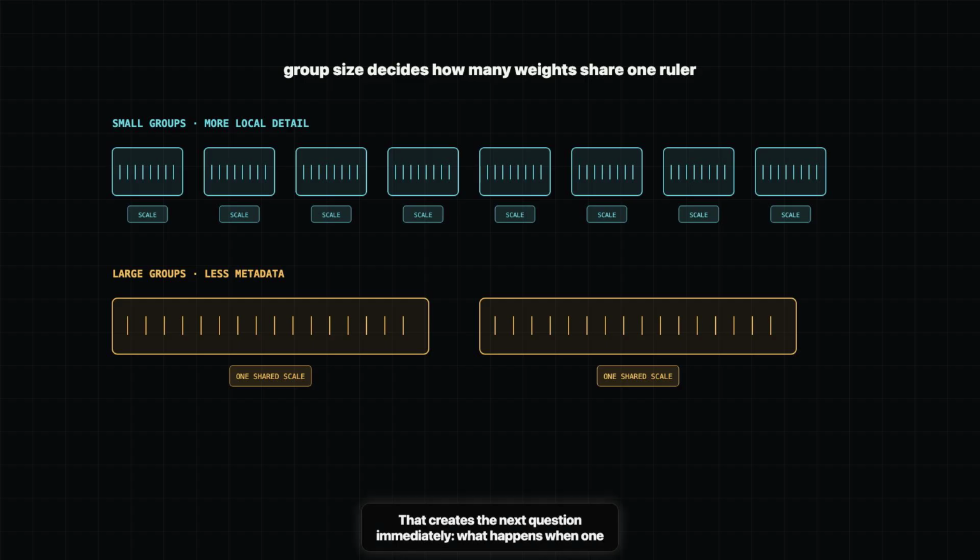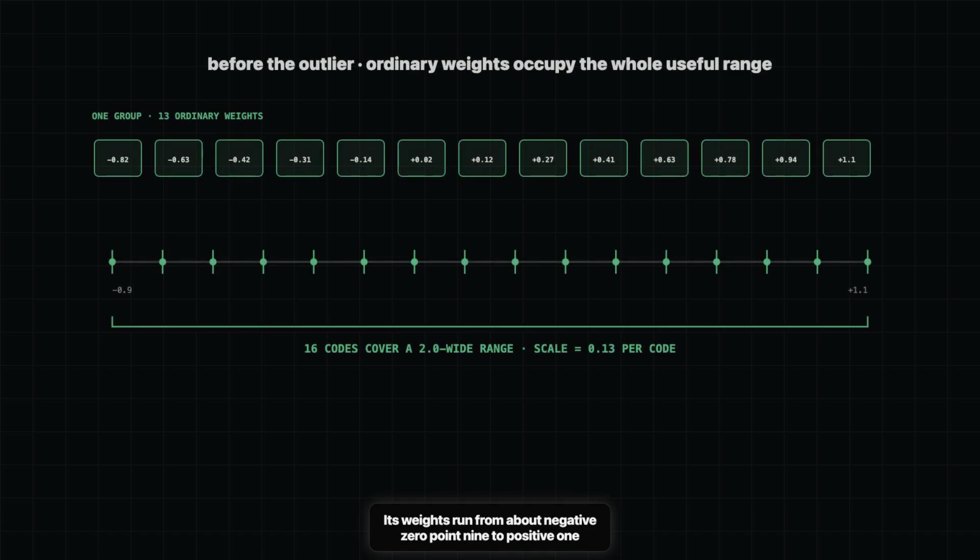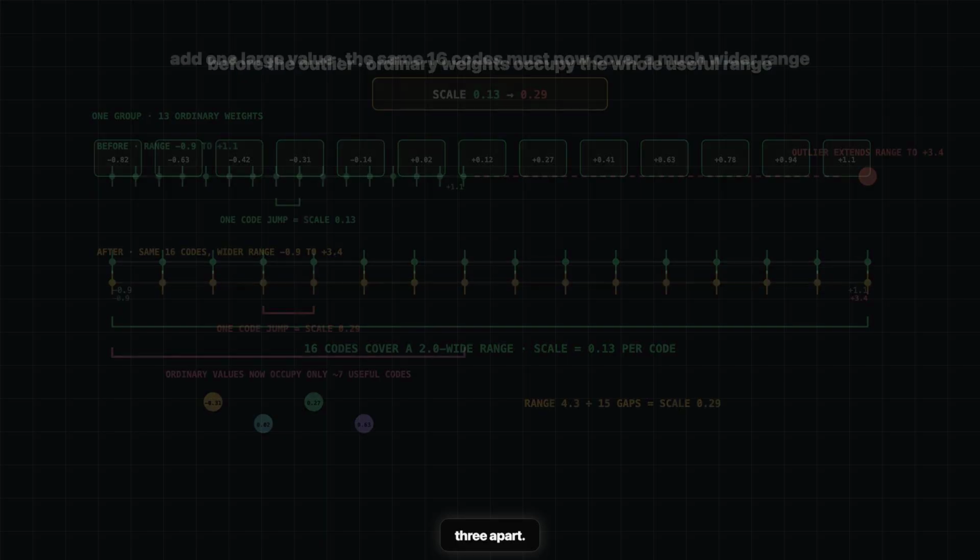Larger groups reduce metadata overhead, but more varied weights must share one ruler. That creates the next question immediately. What happens when one unusually large value stretches the shared range for all of its neighbors? Start with one ordinary group. Its weights run from about negative 0.9 to positive 1.1. Divide that range across the 15 gaps between 16 Q4 codes, and the scale is roughly 0.13. In plain language, adjacent codes represent values about 0.13 apart.